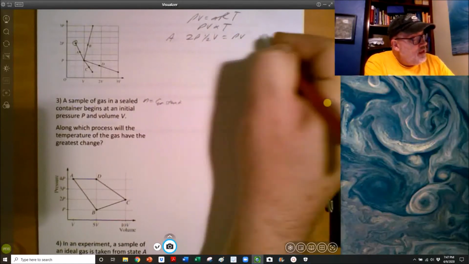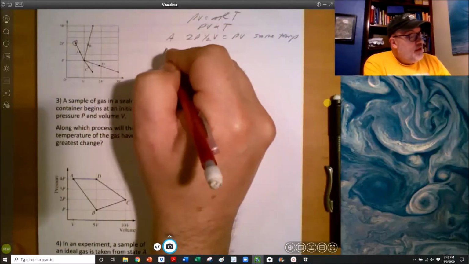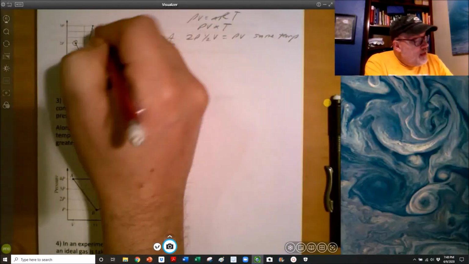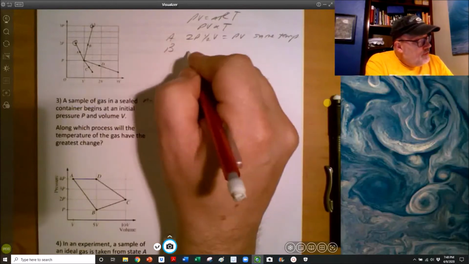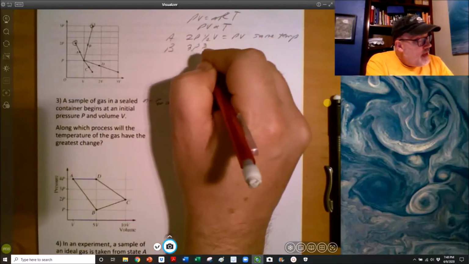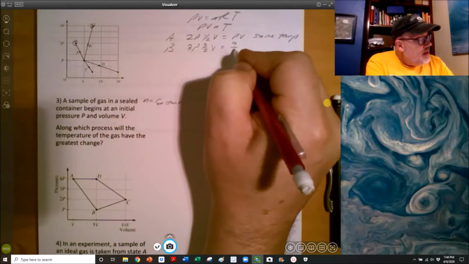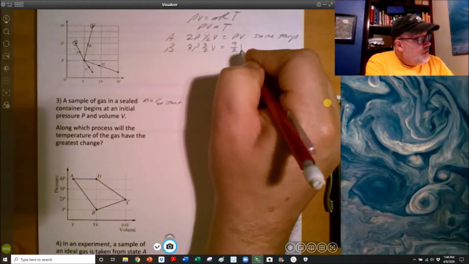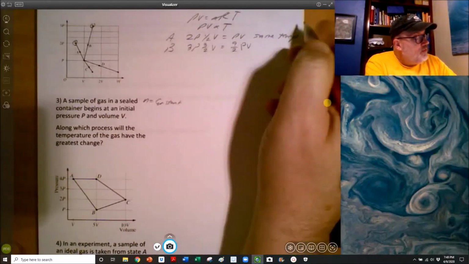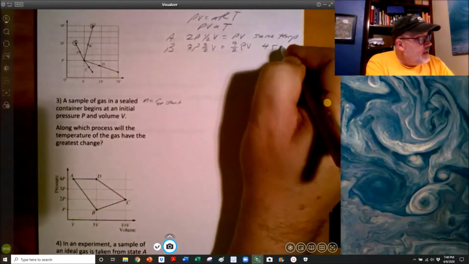That's PV, so that's the same temperature that we started with. If we look at B, B ends up here. That is 3 times the pressure, and that is 3/2 the volume. So that's going to give us 9/2 the new PV, or 9/2 PV. So our temperature has gone up. It's gone up by 4.5 times.